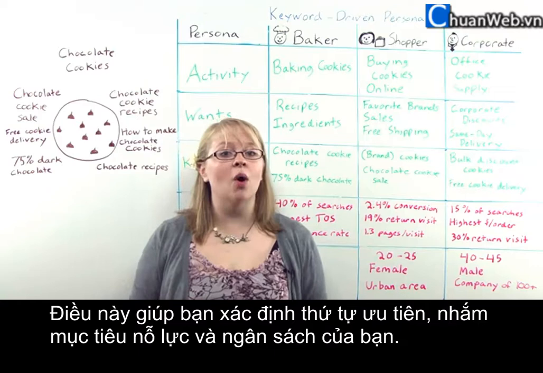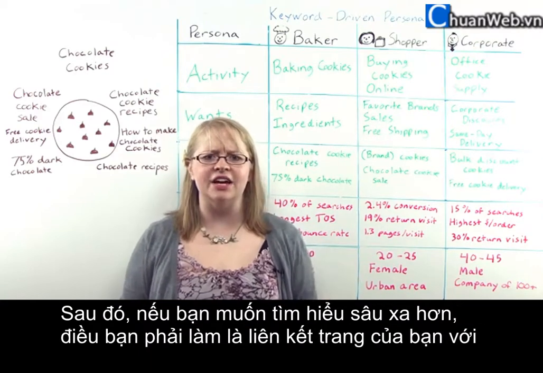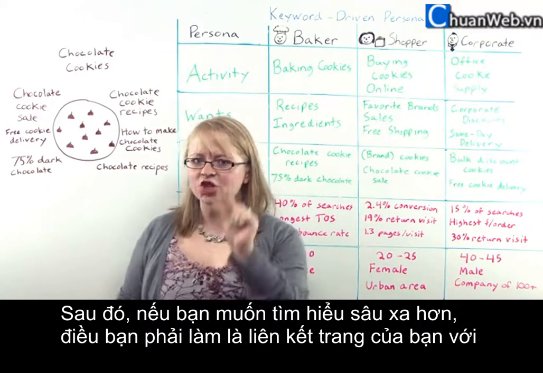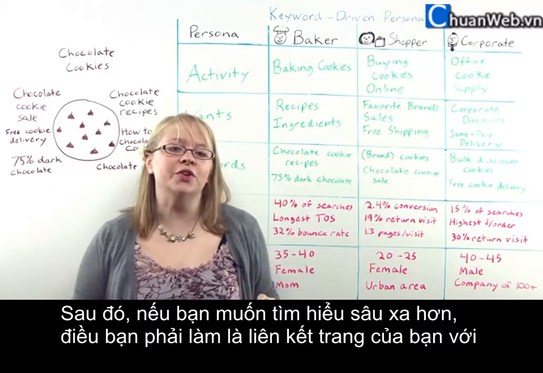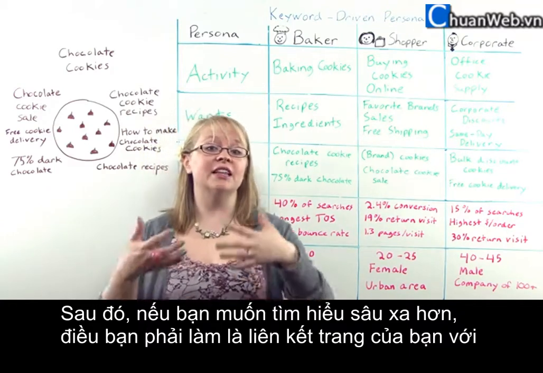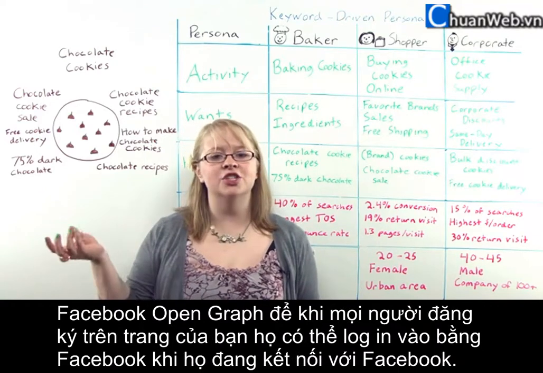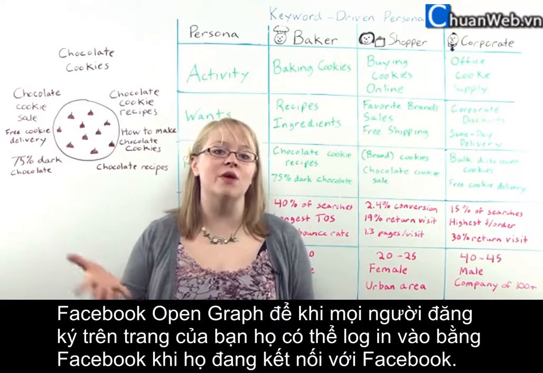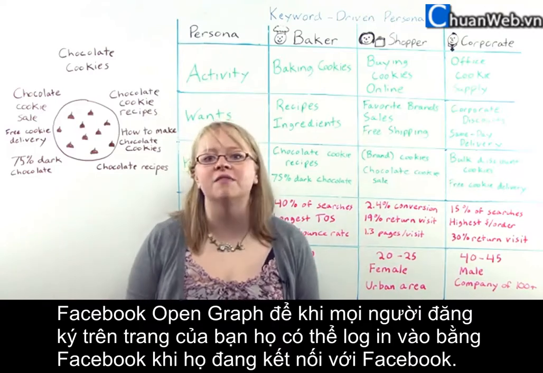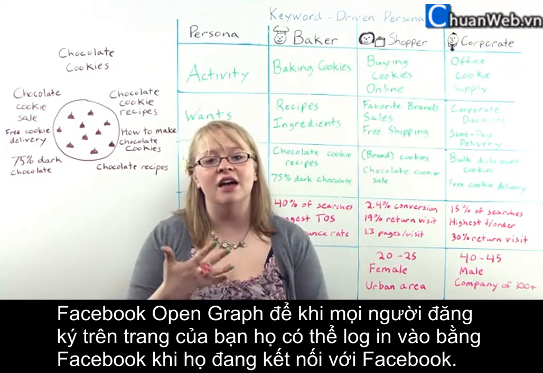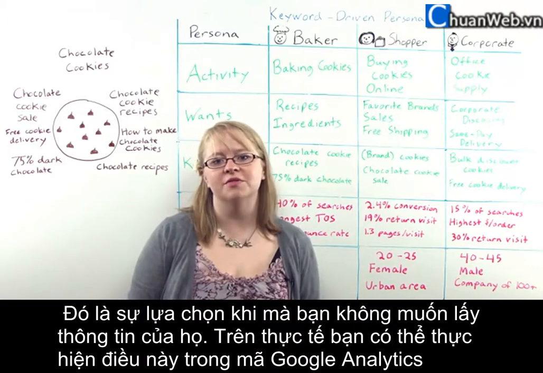Then if you want to go above and beyond and really get in there and be a little bit creepy, what you can do is actually link up your site to Facebook Open Graph so that people are opting in to a Facebook app when they're registering on your site. They're connecting with Facebook in some way. So there is that opt-in. You don't just want to take people's information.